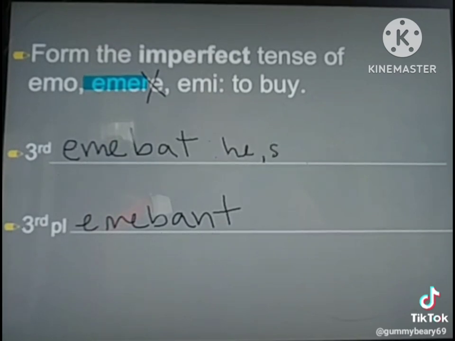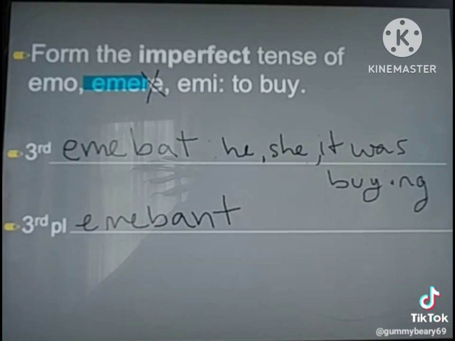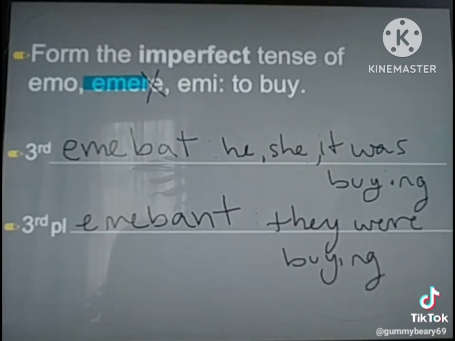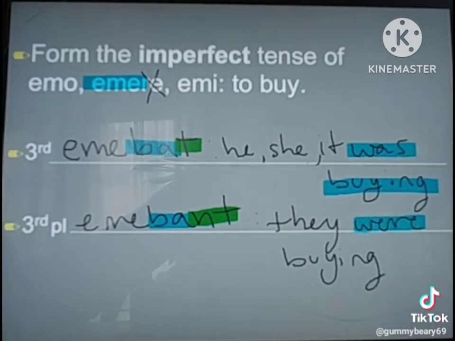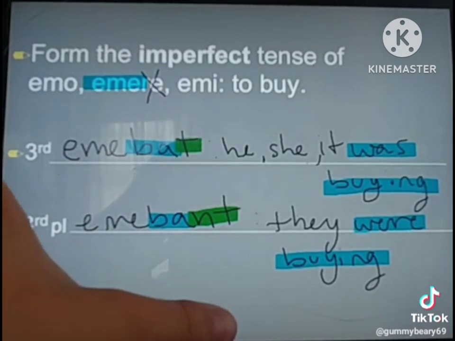I'm going to say he, she, or it was loving, and then I'm saying they were loving. So once again, the B-A makes it imperfect. The T and N-T tell you if it's singular or plural, he, she, or it, or they. But our imperfect tense verb will always translate as was blanking or were blanking in the plural. Once again, we are always using the second principal part.